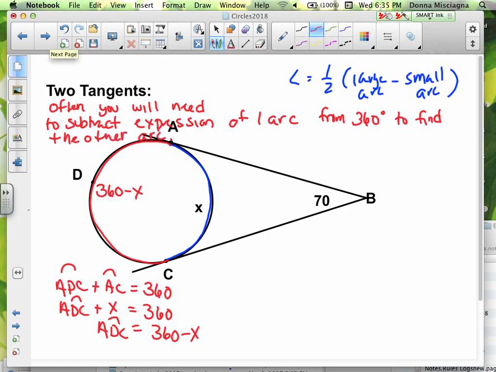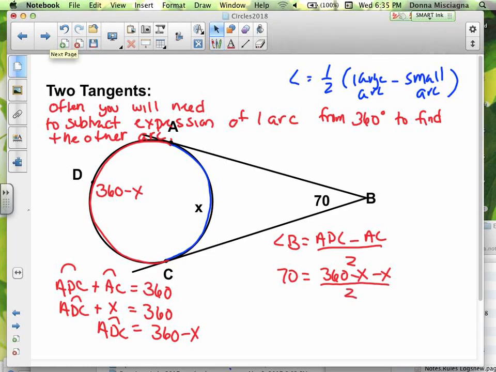Right? So we did that, right? So we have the 360 minus x, and we have the x. Let's set this one up. So it's going to be the angle, right? So angle B here is equal to the difference of the two arcs. So arc ADC minus arc AC divided by 2. Angle B we know, that's 70. Arc ADC is 360 minus x, and AC is also x, and then divided by 2.